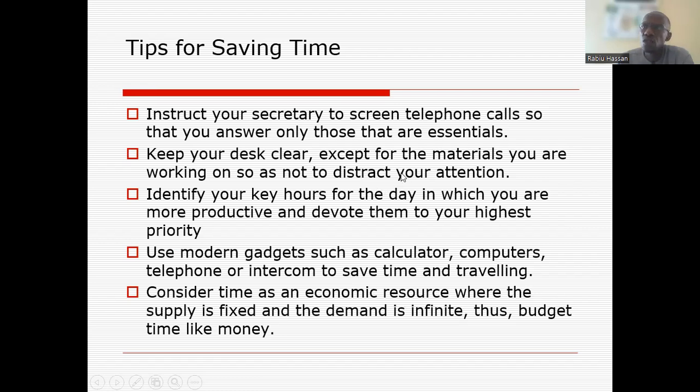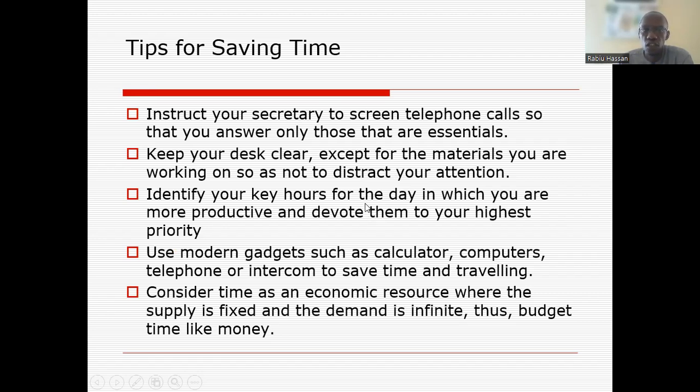And then time is also another important resource that needs to be given attention for you to be able to effectively manage and run your business. Because time supply is very fixed, you understand, which needs to be managed effectively. So how to manage time? These are some of the tips that will help you to manage your time.